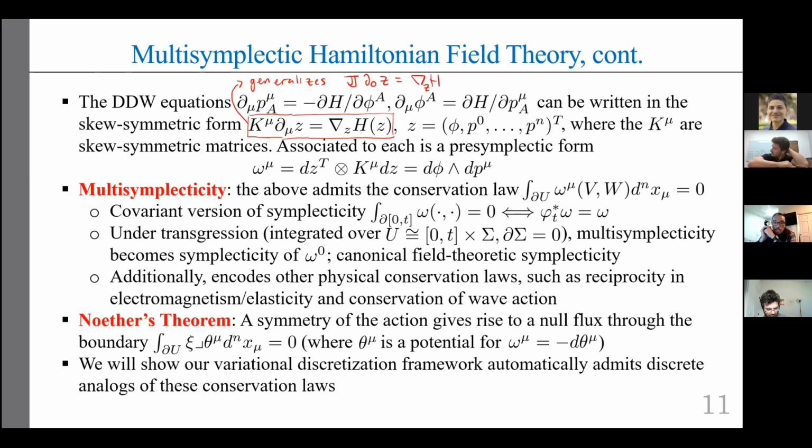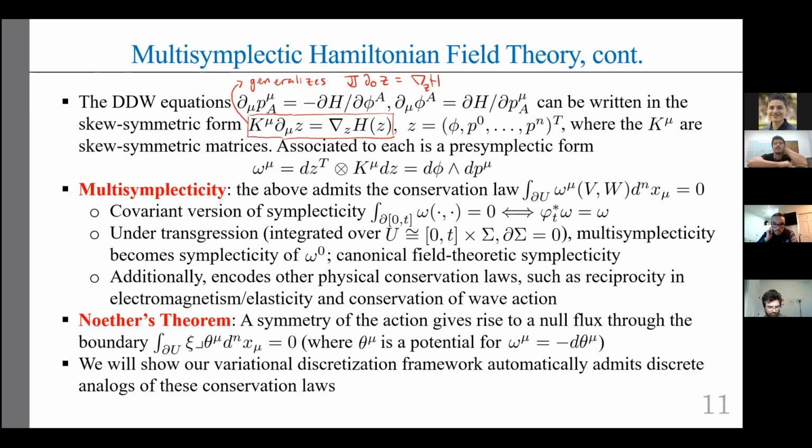Okay, and so to each one of these skew symmetric matrices K mu, we're going to associate a presymplectic two form, which is just given by the usual relation between skew symmetric matrices and two forms, at least in coordinates. So this is what it means for a theory to be multisymplectic: it admits multiple presymplectic forms, namely one for each space-time direction.